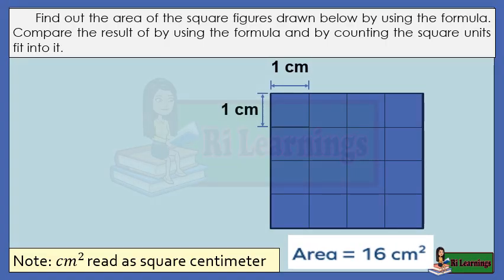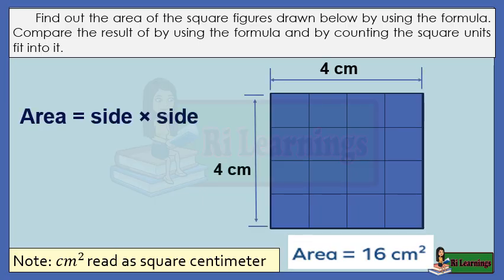Find out the area of the square figures drawn below by using the formula. Compare the result of using the formula and by counting the square units that fit into it. Since the side of the square has 4 units square of 1 centimeter, the length of the side of the square will be equal to 4 centimeters. Using the formula, area equals side times side. 4 centimeters times 4 centimeters equals 16 square centimeters.